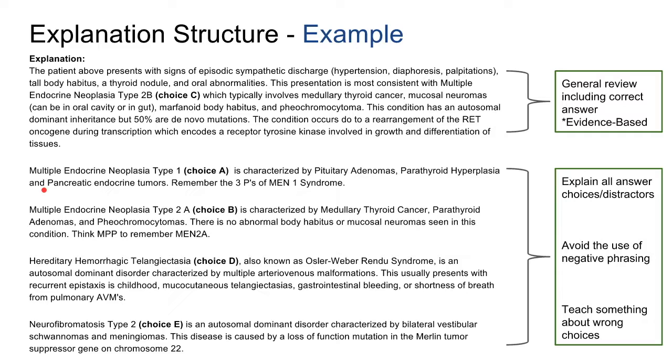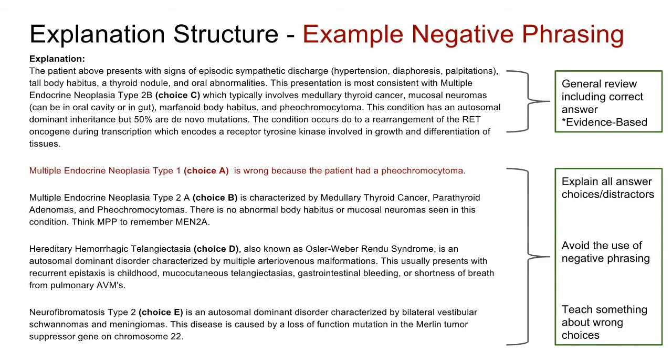So choice A was multiple endocrine neoplasia type 1. And you want to teach about it. You don't want it to say it's wrong, because we already know that's wrong. And I'll show you an example. This is an example of positive phrasing because it tells you about MEN 1 syndrome. It's teaching you. And let's just show you an example of negative phrasing.